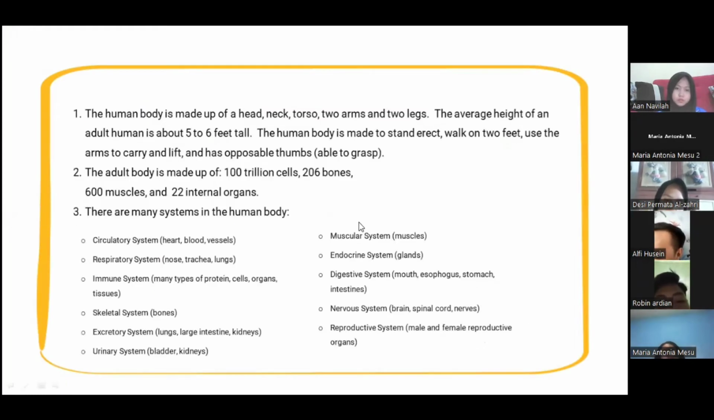The human body is made of a head, neck, torso, two arms, and two legs. The average height of an adult human is about the same. The human body is made to stand erect while walking, and uses the arms to carry and lift, and has opposable thumbs able to grasp. The adult body is made of trillions of cells, bones, muscles, and internal organs.